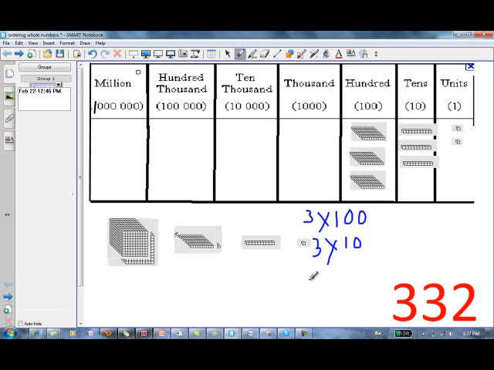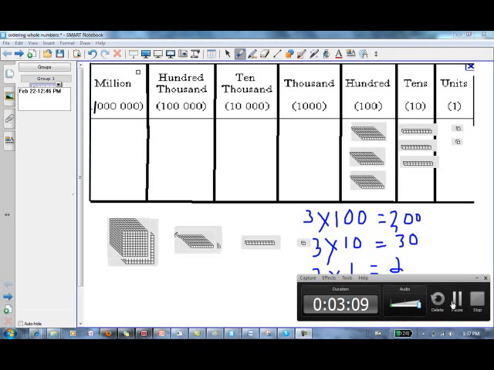in the tens column, and 2 times 1 in this column right here. So 3 times 100 is 300. 3 times 10 is 30. 2 times 1 is 2. And if we were to add these together, 300 plus 30 plus 2 equals 332.